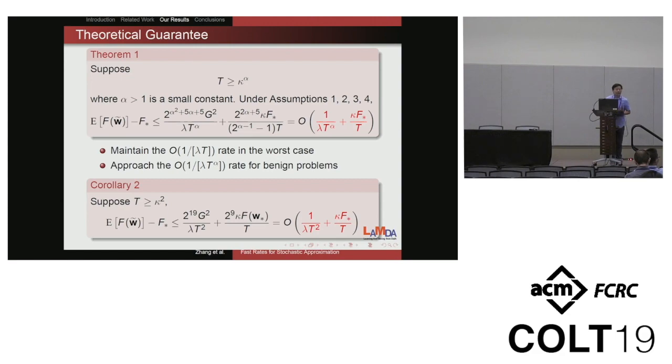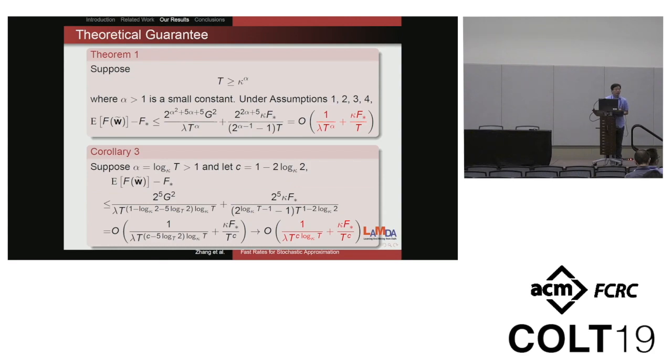We may also want to check what happens when alpha is very large. So let's see, we choose alpha to be the largest value, which is log kappa t. In this case, we introduce the constant c, which is 1 minus 2 times the log kappa 2. We can always increase the condition number kappa to make c very close to 1. Then you can show that our rate is on this order. The first term will decrease at the rate of 1 over lambda and t to the power of c log kappa t. You see that this rate is faster than any polynomial rate because the log kappa t appears in the exponential term.